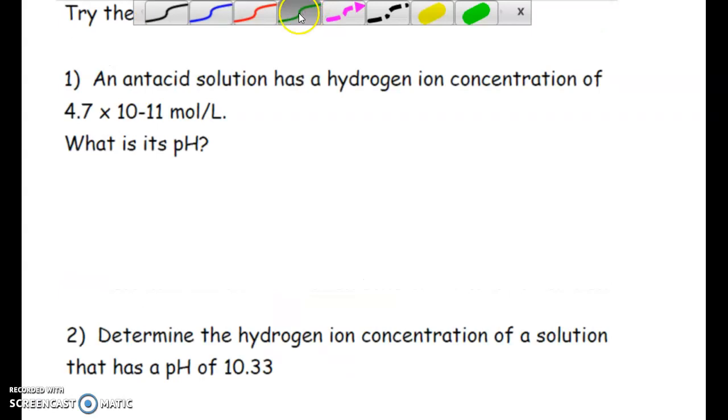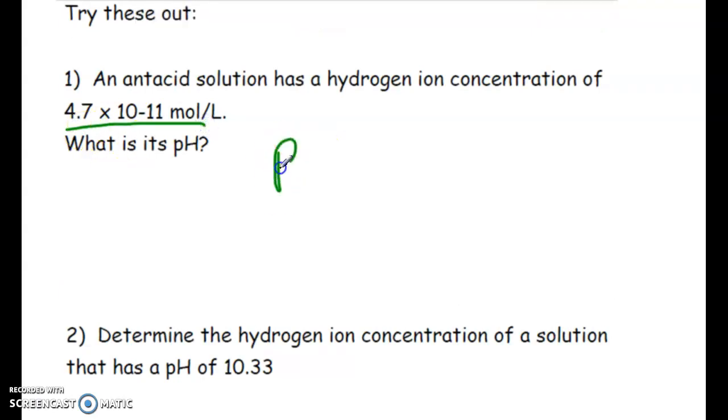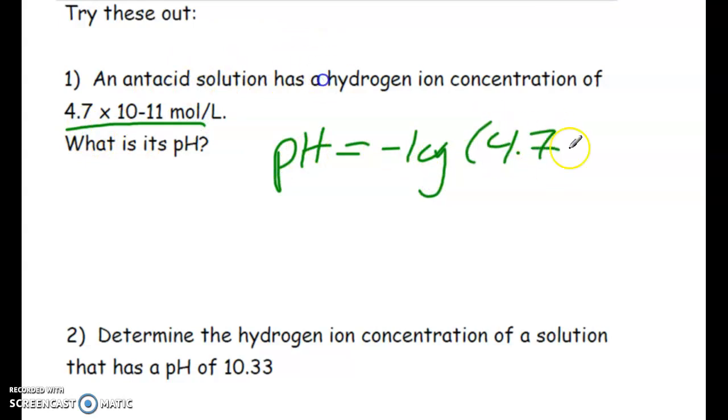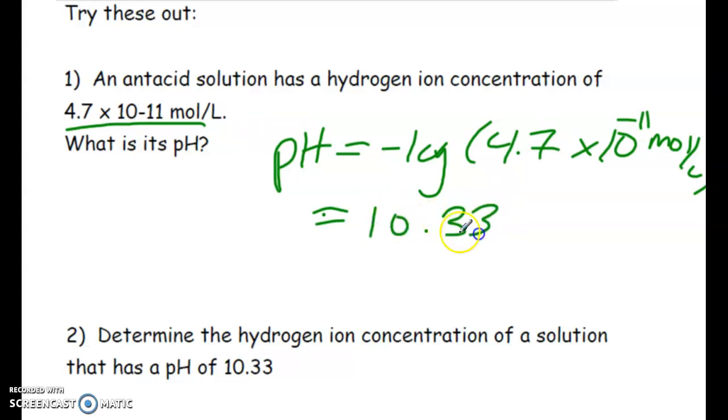Okay, so we have a hydrogen ion concentration of this. So the pH is negative log of 4.7 times 10 to the exponent negative 11. Remember to put your brackets: negative log of 4.7 times 10 to the negative 11. You should get a value of 10.33, but for 2 significant digits, we can put 10 with a decimal point.